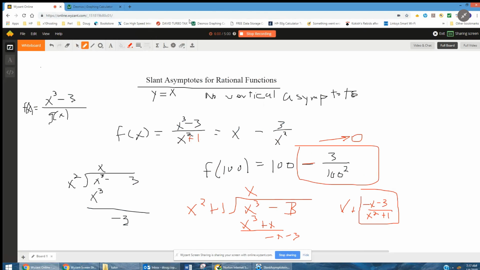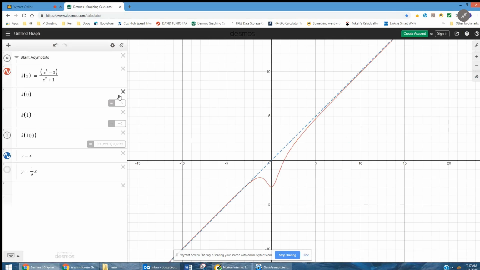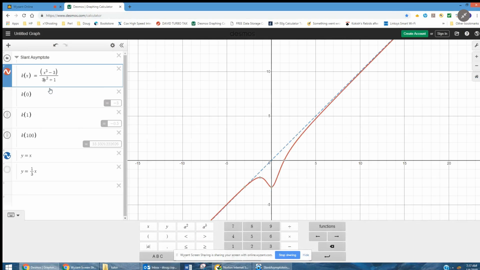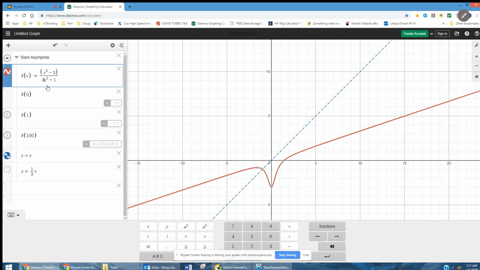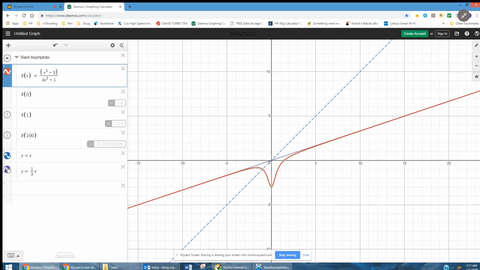that's it. I'm supposed to stop recording because I'm over 5 minutes. But just one quick thing. If I put a 3 here, that is going to change the slant asymptote to y equals 1/3 x. And you can try.